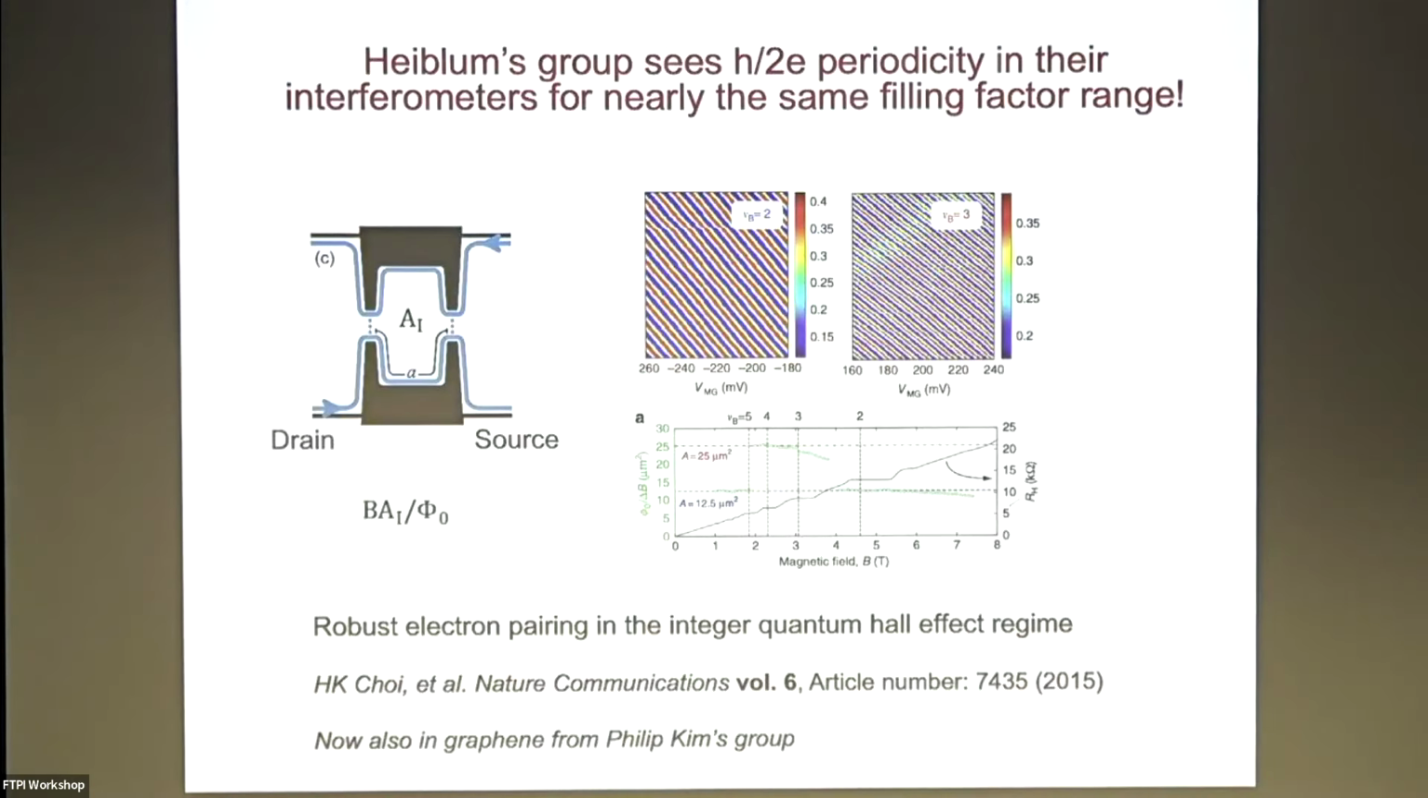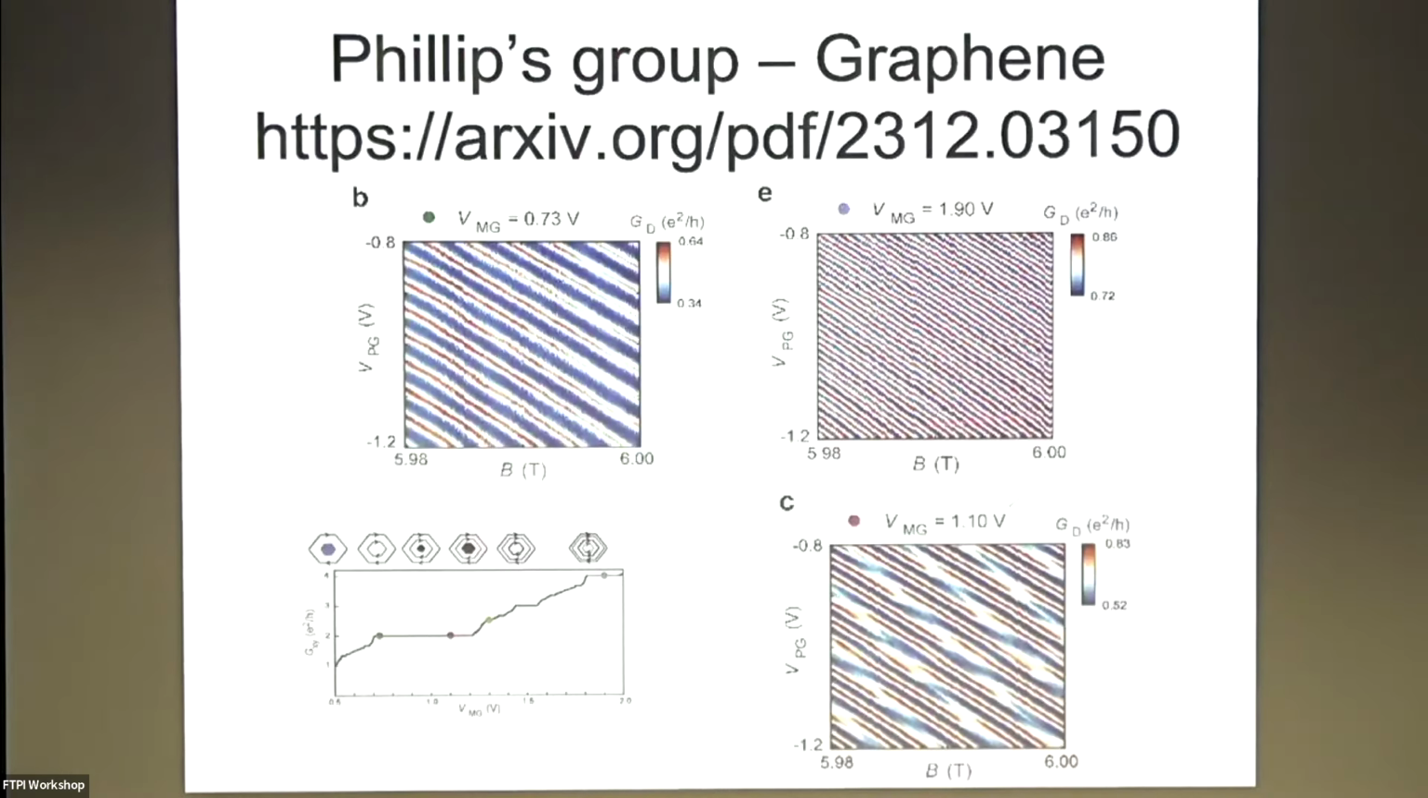So Heiblum had seen this in his interferometers, that at filling factor 2 and below, actually for him it was 5/2 and below, you ended up seeing h/e oscillations and h/2e when you went to higher filling factors. And now, Philip showed the exact same thing going on yesterday. Now, what this all has to do with our crazy pairs at low density, I don't know yet. But we did detect that things were going on at the edge. And I think this is probably all like one big phenomenon. There's some crazy glue that we don't understand.